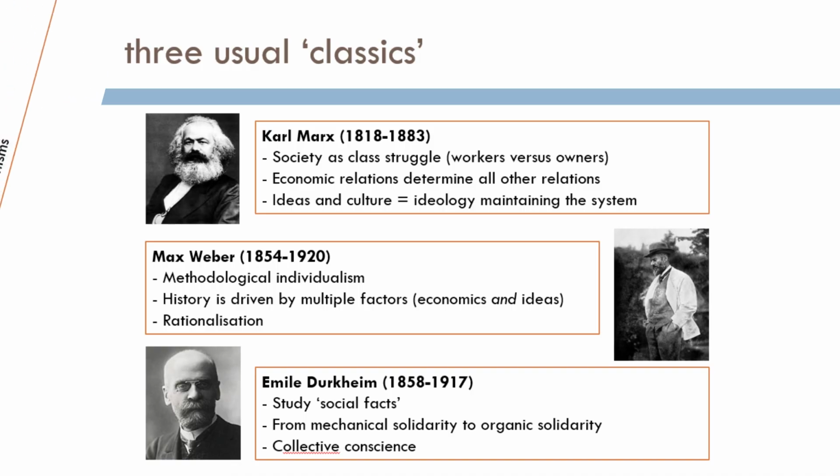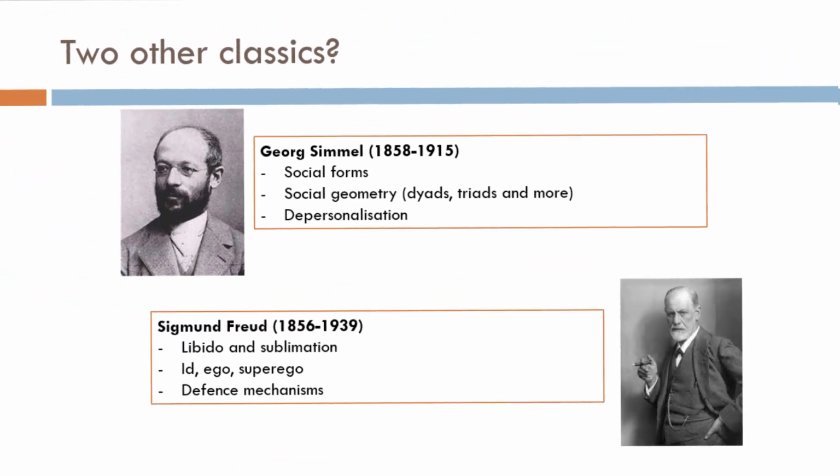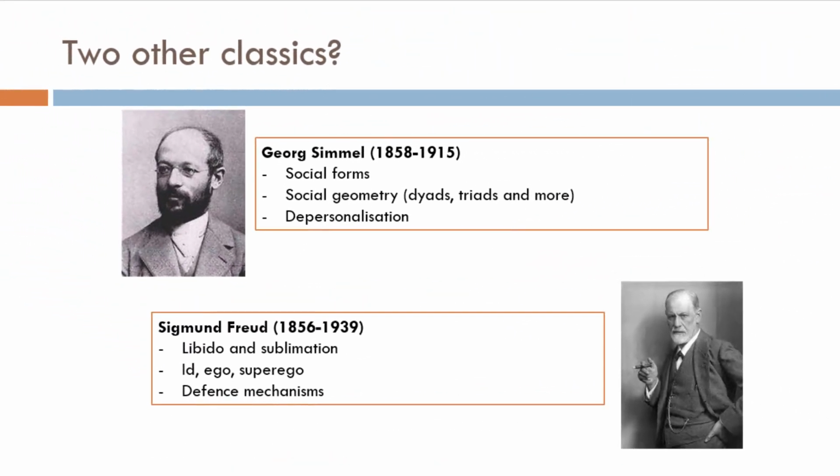The two other classics? This slide is important because it already unsettles the canon. Simmel, for example, is fascinated by forms of interaction, dyads, triads, networks, how size and structure shape social life. He's interested in what happens to individuality in large impersonal societies. Money economies, urban life, depersonalization. You can already see the seeds of later network theory and microsociology here.